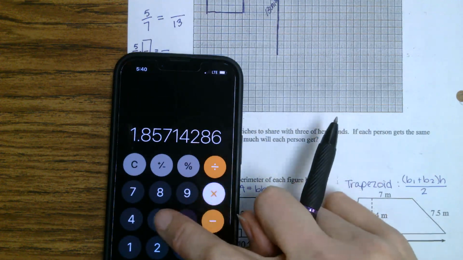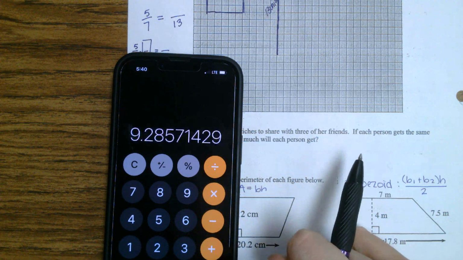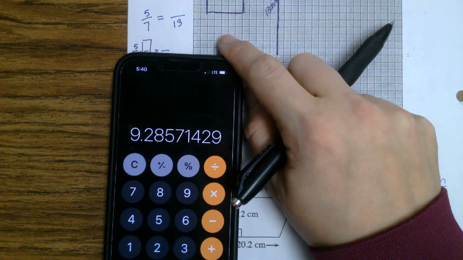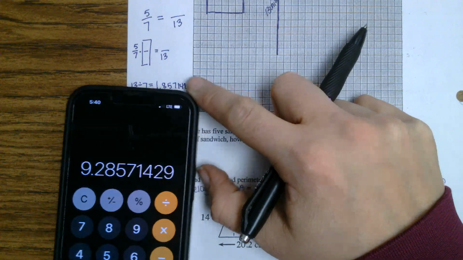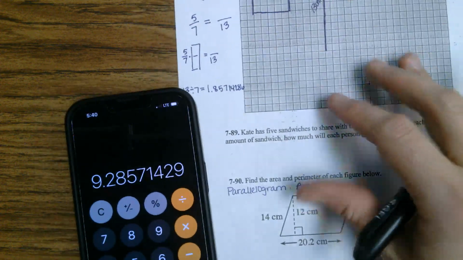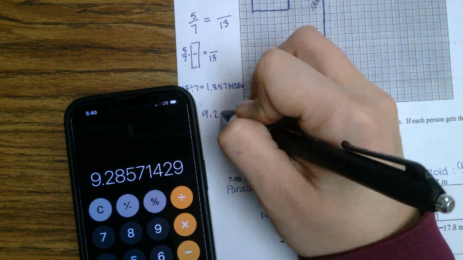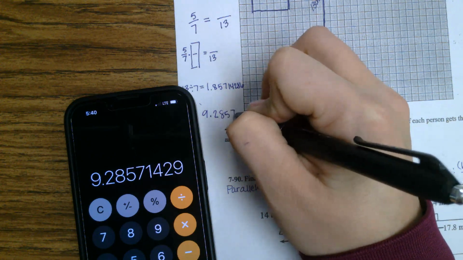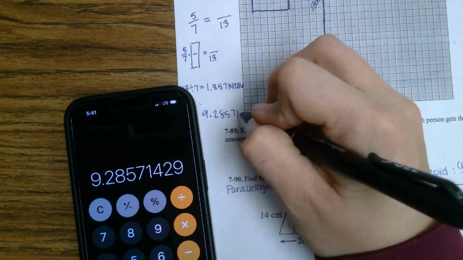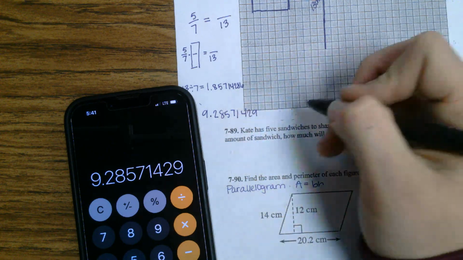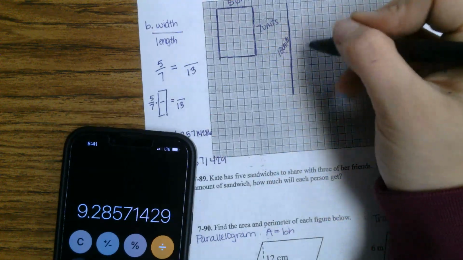I'm going to say, well, I had to multiply it by 5 too. Look at that, I get a number. Okay. So 5 times that number is 928571429. That's a pretty big number. I don't know how to graph that here.